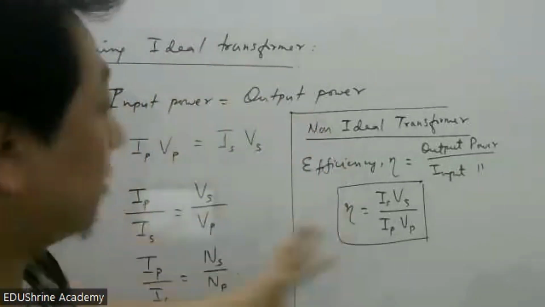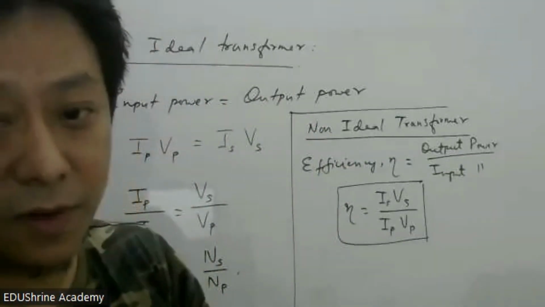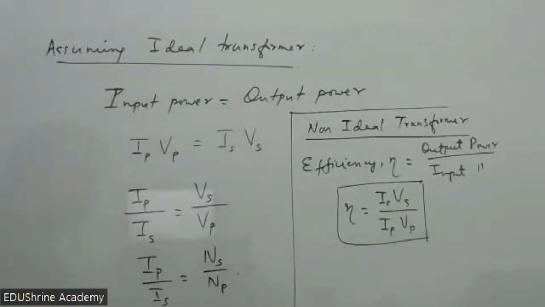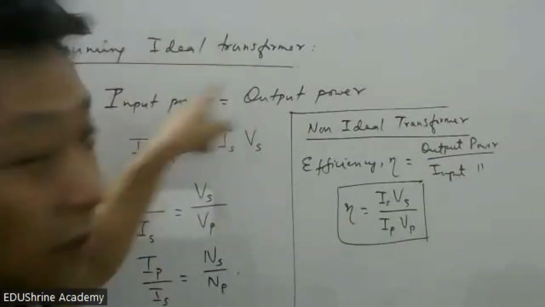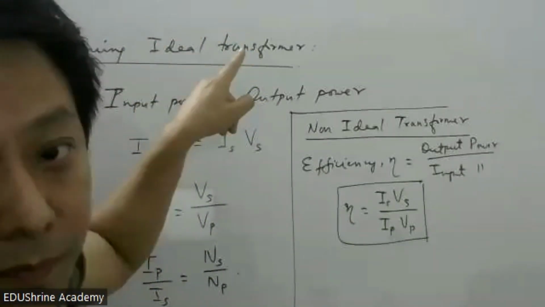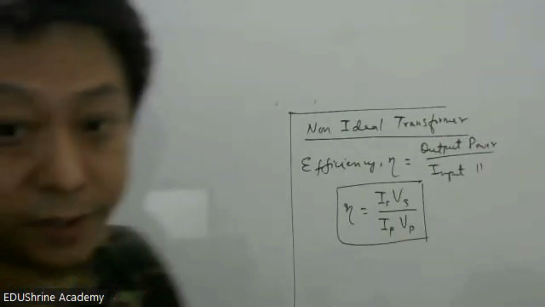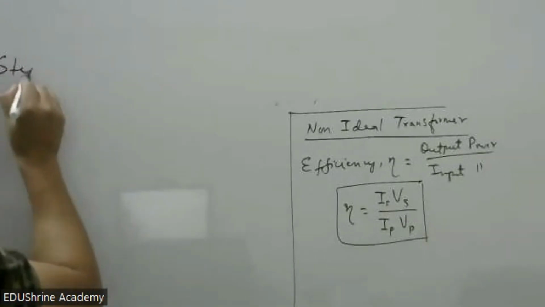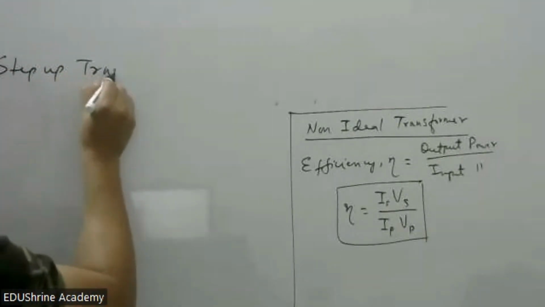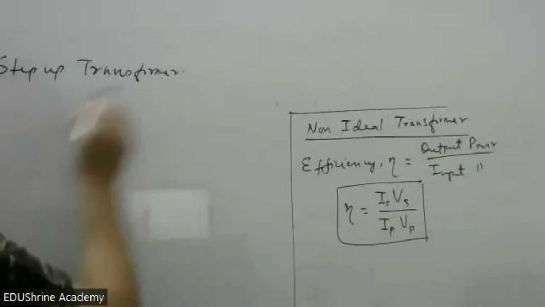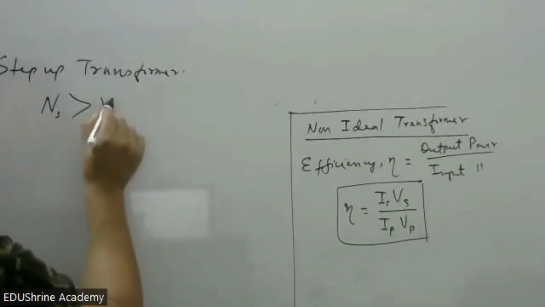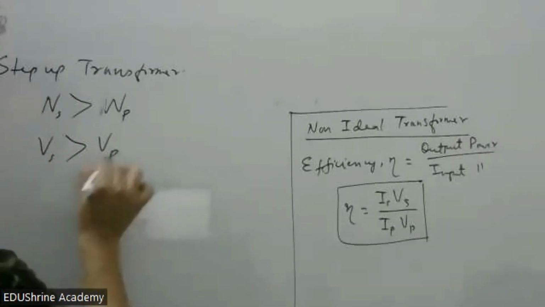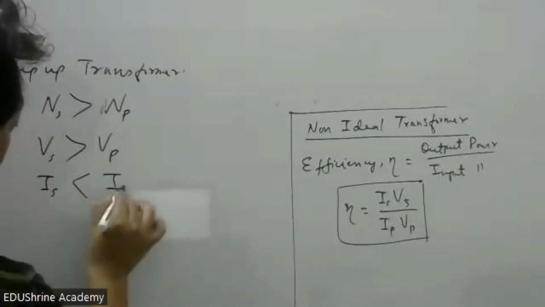Okay. So this is all about transformer. Now I will just mention the four losses, then we'll stop. But just write this quickly. By the way, can you guess what is the efficiency of an ideal transformer? 1, sir. 100%. So remember, in a step up transformer, the number of turns in secondary is more, voltage in secondary is more, but current in secondary is less.